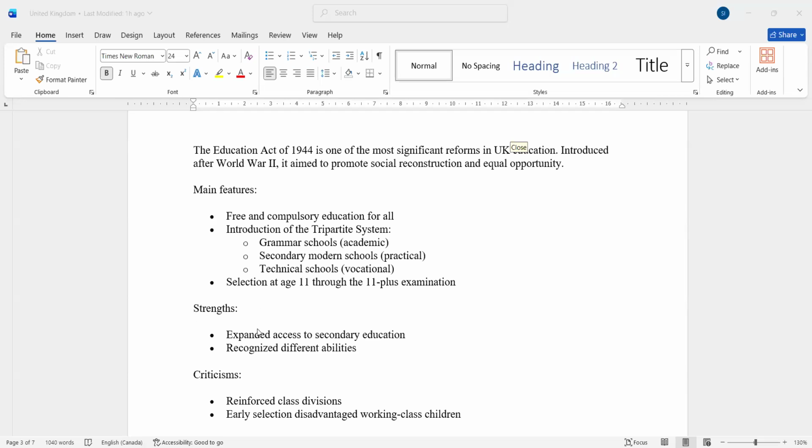The strengths of the 1944 reform: it expanded access to secondary education and recognized different abilities, right? And there is criticism also, and criticism has to be there because only then can they progress. The criticism: it reinforced class division. Grammar school is not for poor people, right? Students going to grammar school are considered one class, and the others are another class. It reinforced class divisions, and early selection disadvantaged working-class children.